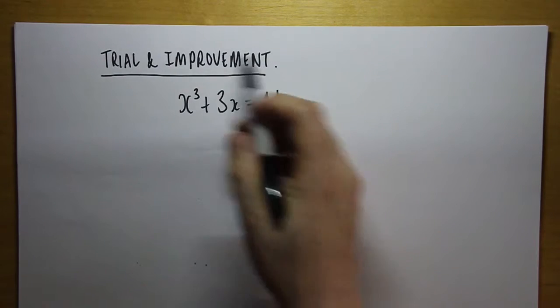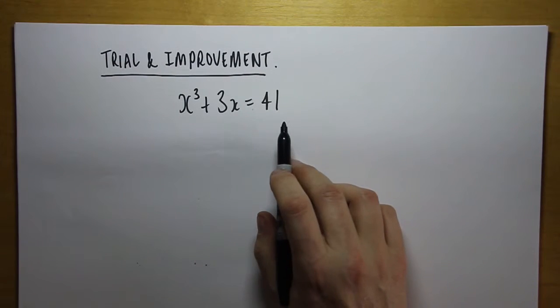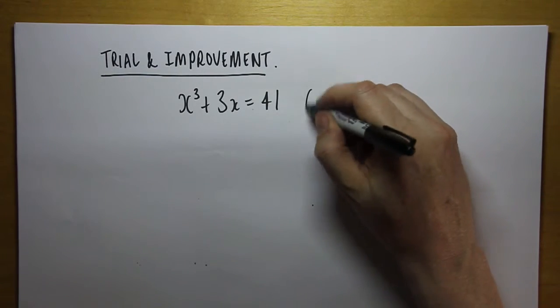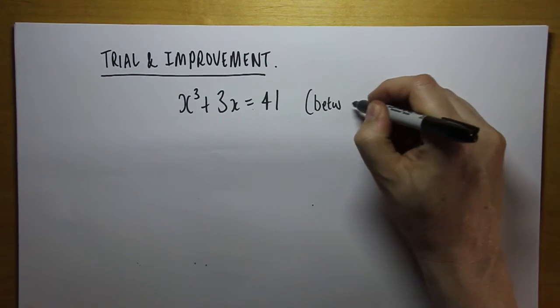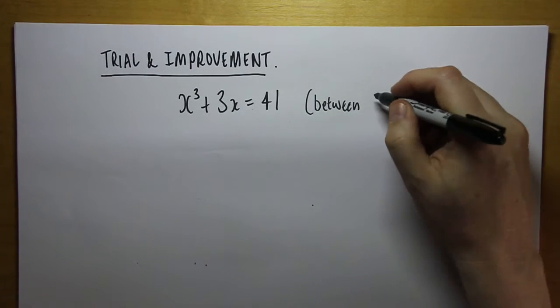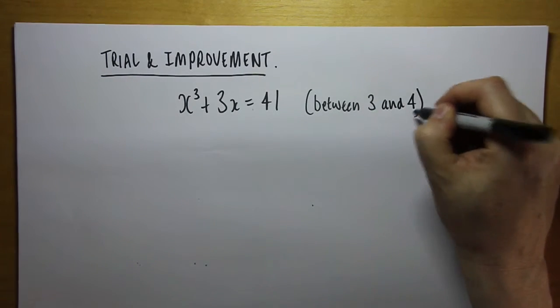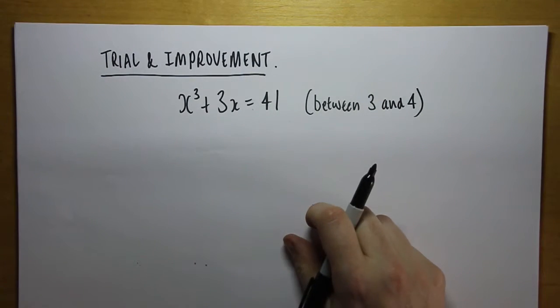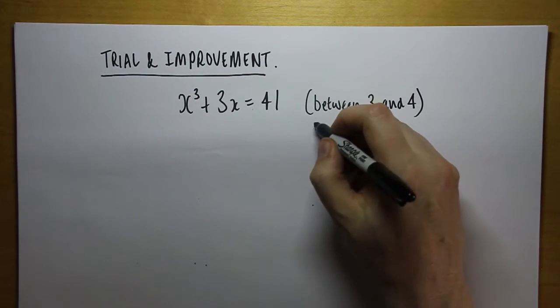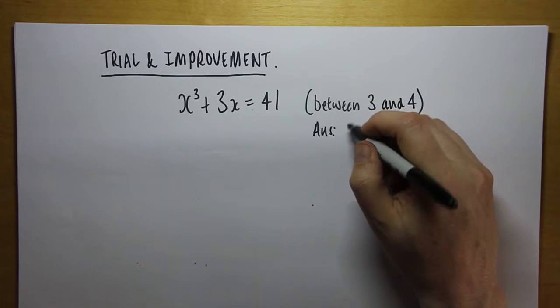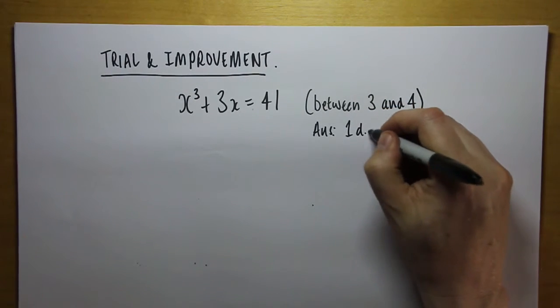And typically in an exam question we're given an equation. We're told that the solution, the value for x, is somewhere between two numbers. For example, in this case, 3 and 4. Somewhere between 3 and 4. It'll also tell us that the answer should be to 1 decimal place.